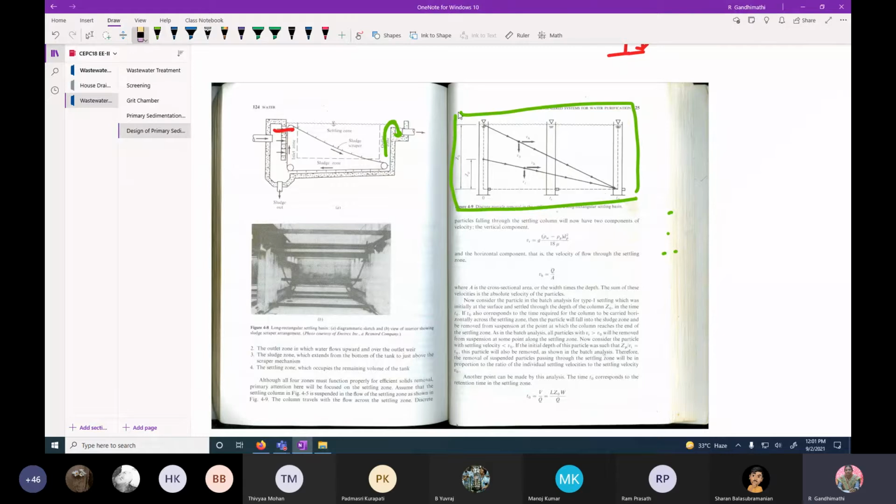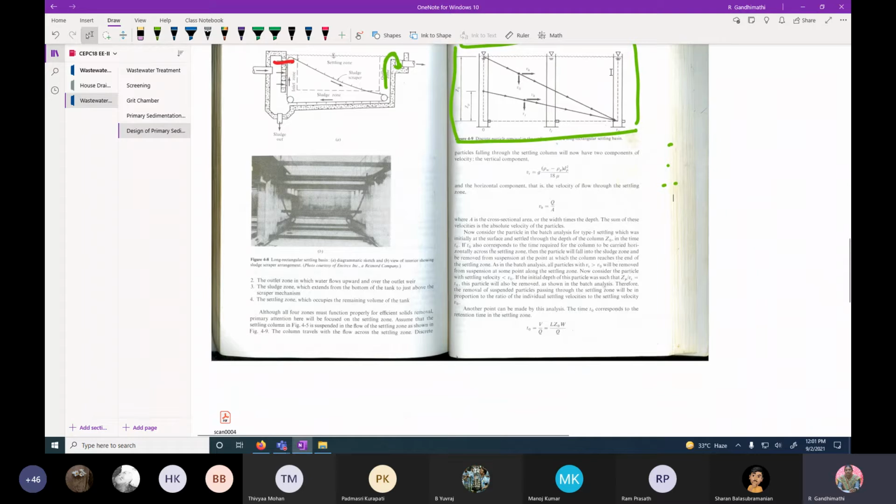You just consider only the settling zone. Then at time t equal to 0, the column may be at the initial point. Maybe over a period of time, because of the horizontal movement of the fluid, there is a movement of the column. Also, the particle will settle at the bottom. I will explain now.